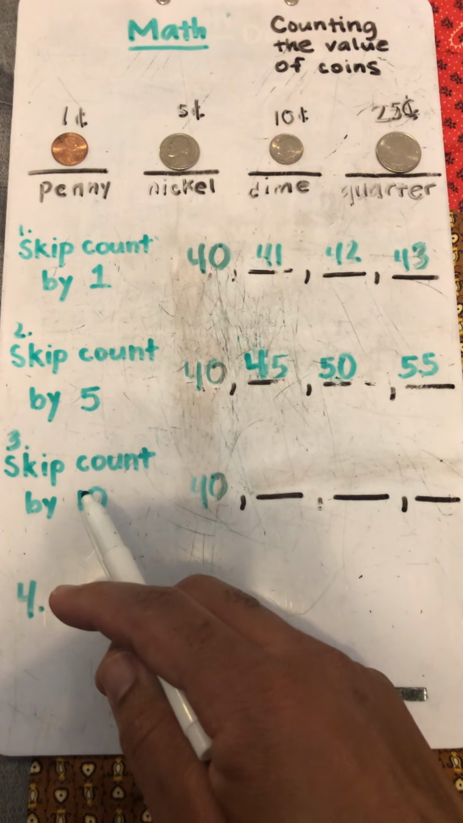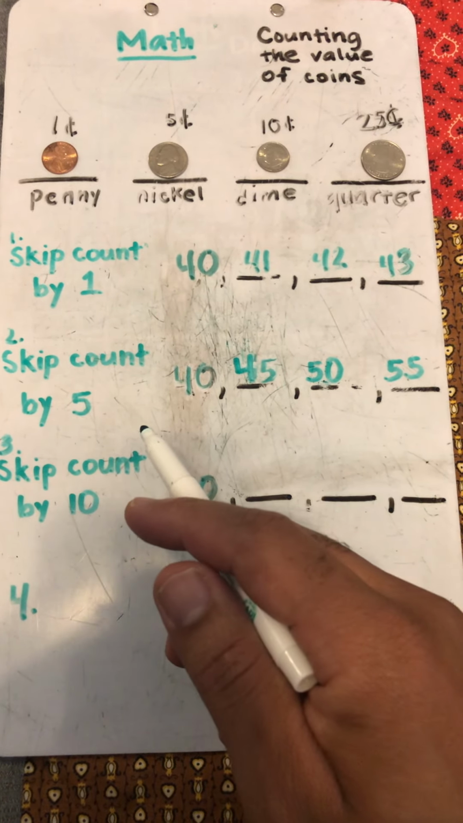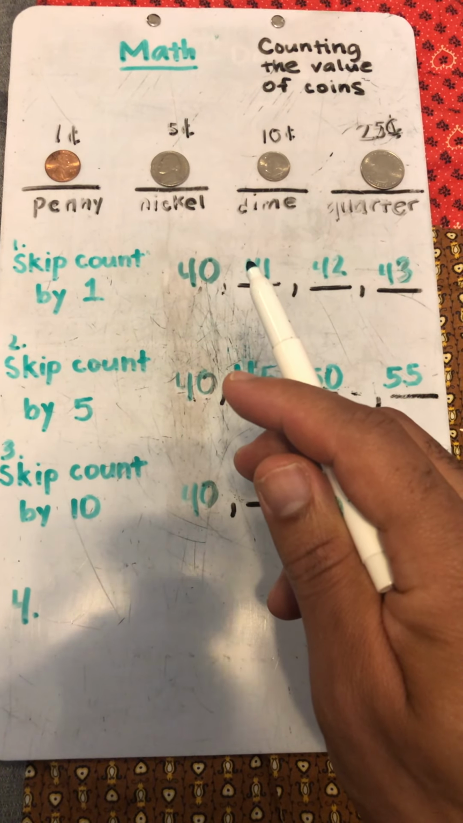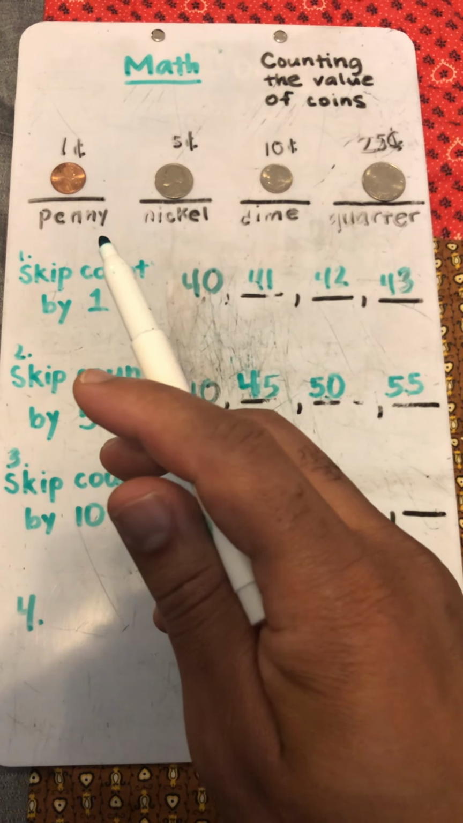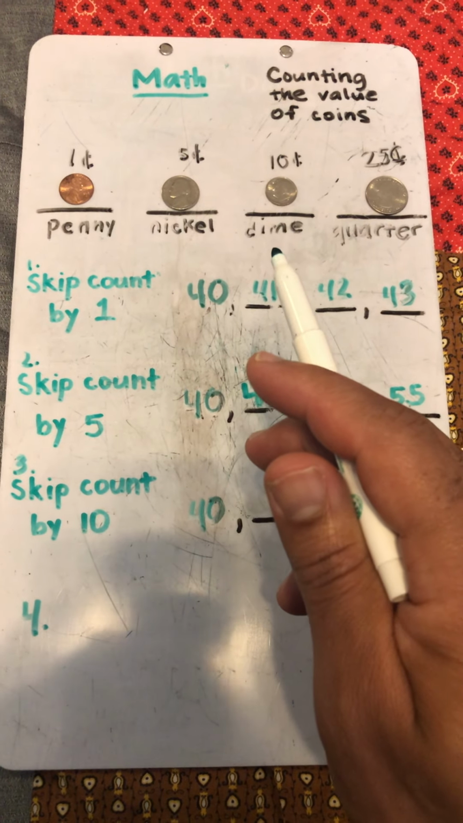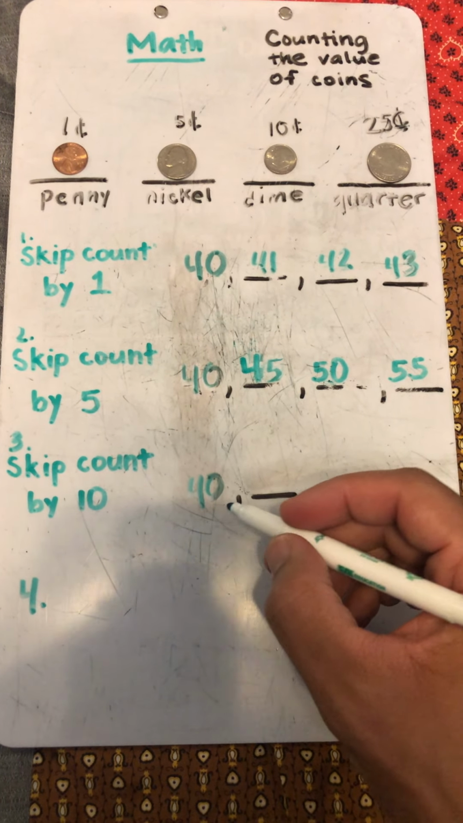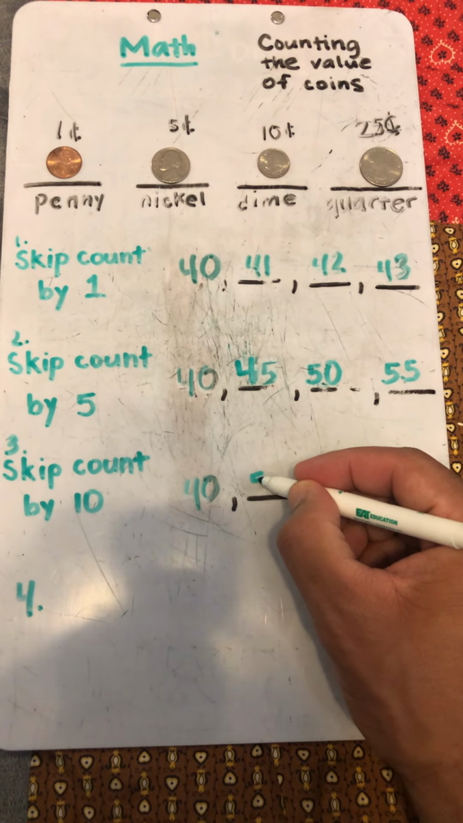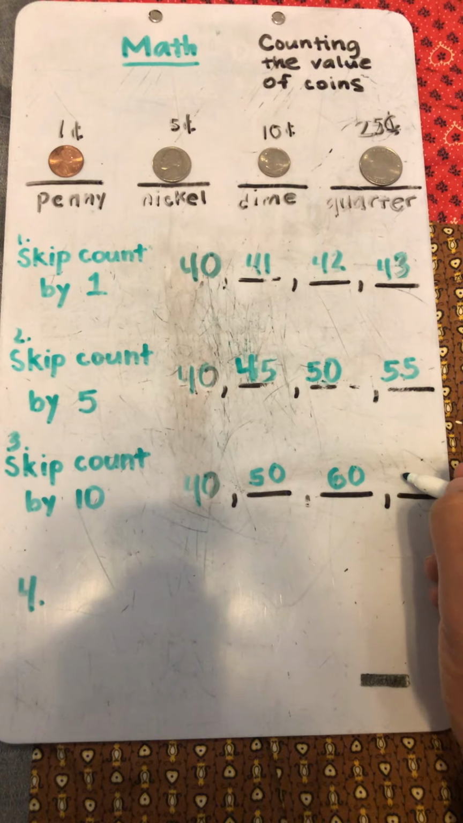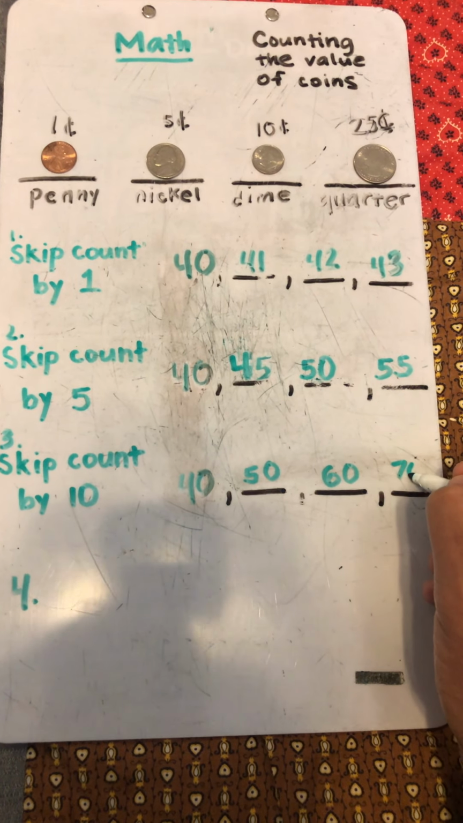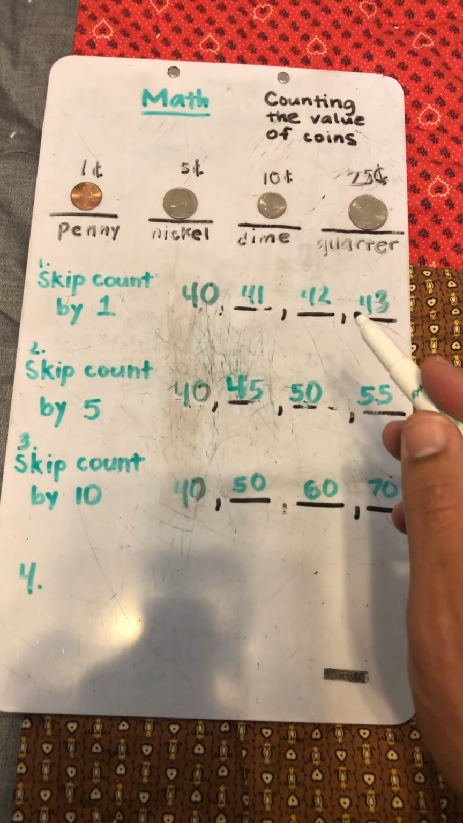Last but not least, let's look at our skip counting pattern where we get to skip count by tens. Here, I'm thinking which coin would be most similar to skip counting by tens. Our dime, you got it. So let's show our skip counting pattern here. 40, 10 more would be 50, and then 60, and then 70. You got it.